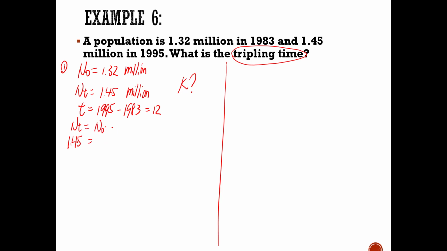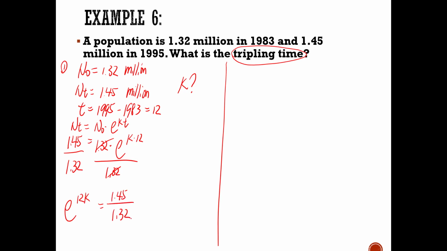N0 and e to the kt. N0 is 1.32 million; skip the million because we're going to cancel that in a second. E and k times 12. First of all, divide by 1.32 on both sides of the equation, so e to the 12k equals 1.45 over 1.32.